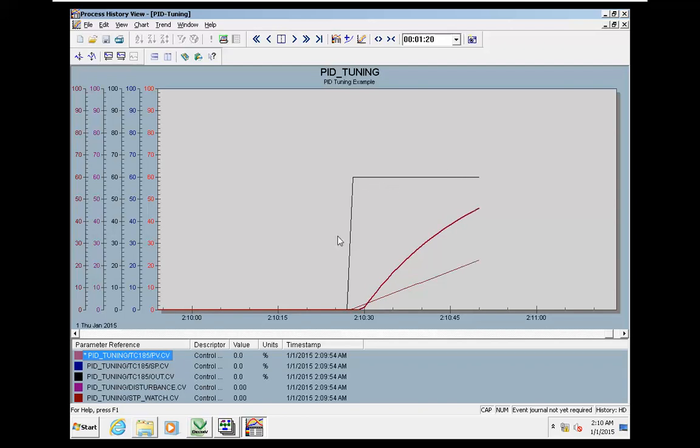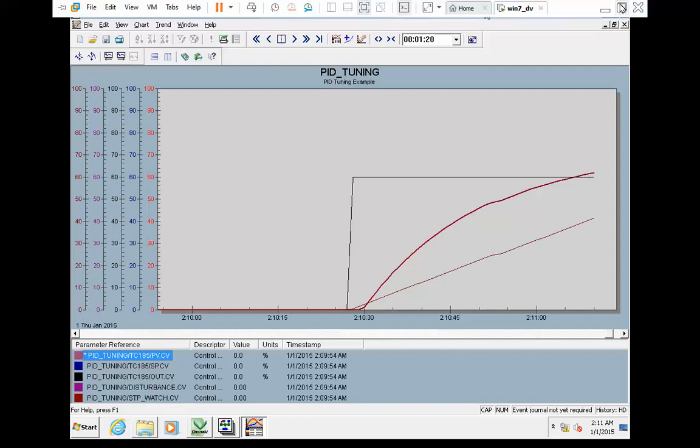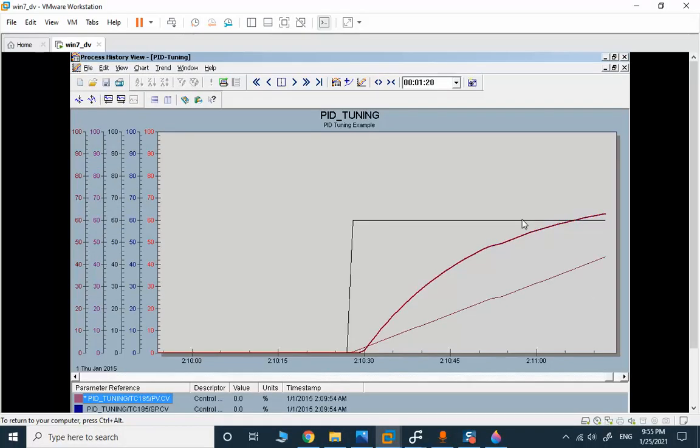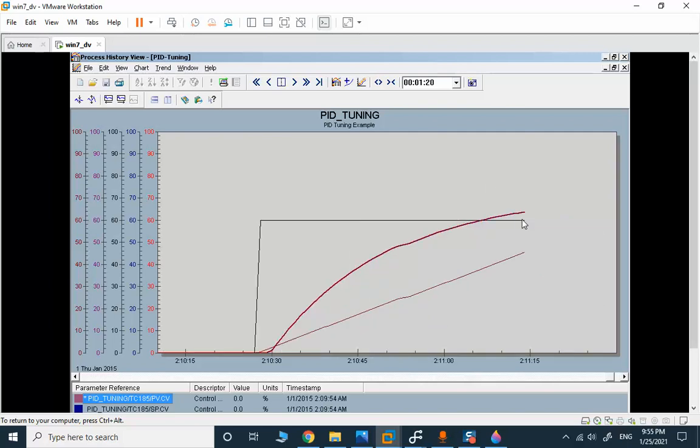This is our PID output, and this is the stopwatch. We'll focus on the PID reaction, and that's the important parameter for us. I will pause the video and I will resume after we reach the steady state in this test.